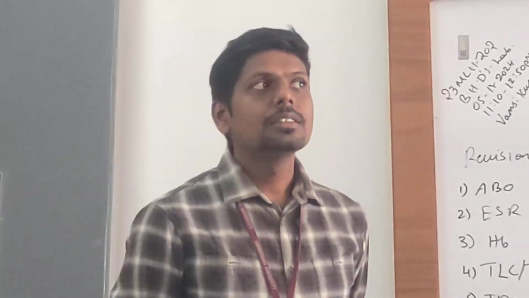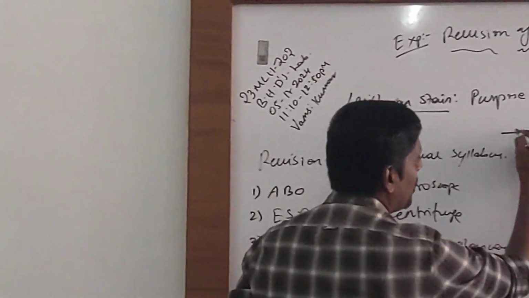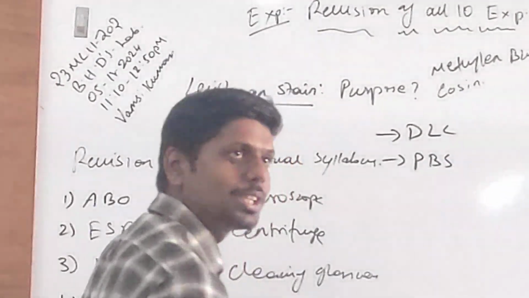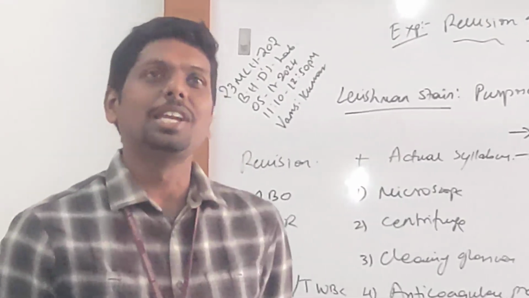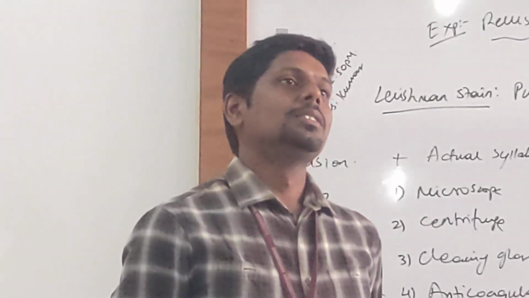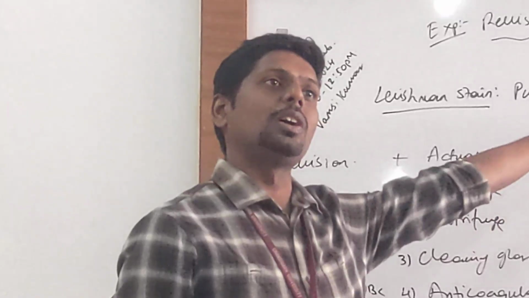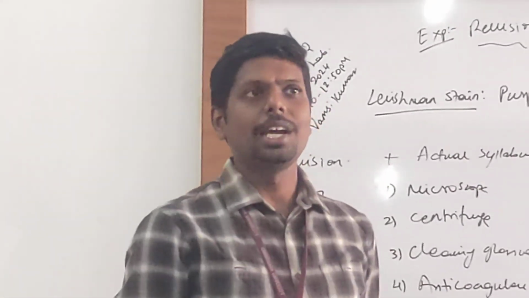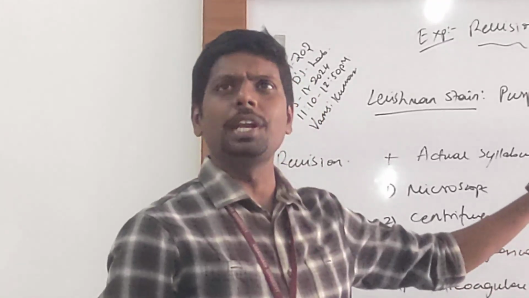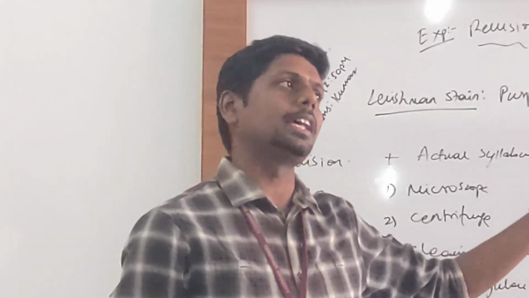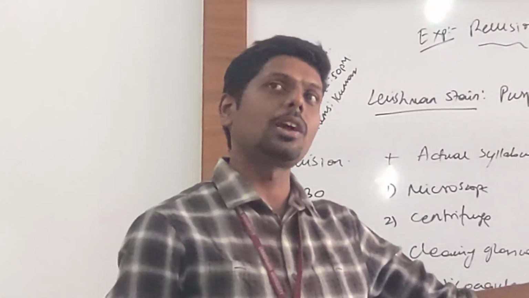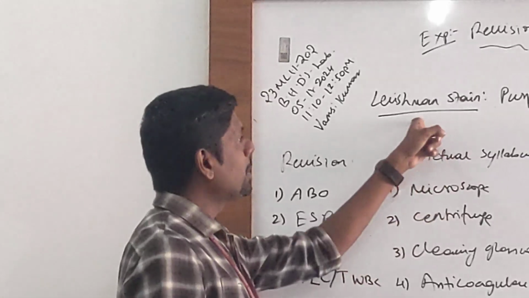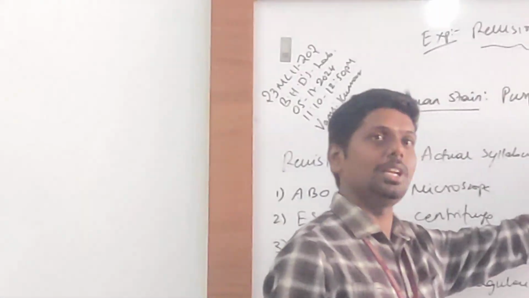Yeah. Moreover DLC, okay. And PBS you are saying, okay. I agree with both, right? So what is the purpose of Leishman stain now? To study the morphology of granulocytes, agranulocytes and other blood cells, maybe red blood cells, right? Usually for red blood cells we don't need any stain because red blood cells themselves are colored. What is the color of RBC? You know, right? So what is the purpose of Leishman? To study DLC actually, right?